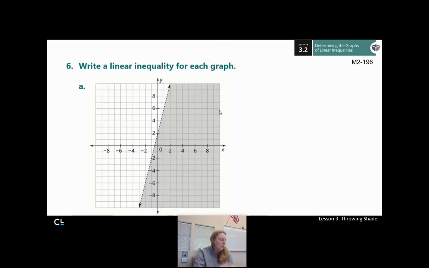So I would like you to write a linear inequality for each graph. This is the last thing we're doing, by the way. So parts A, B, and C for each one, can you write a linear inequality for each graph? I think you can do it. Go ahead and hit pause, write your inequalities, and then hit play when you're ready to check your work.